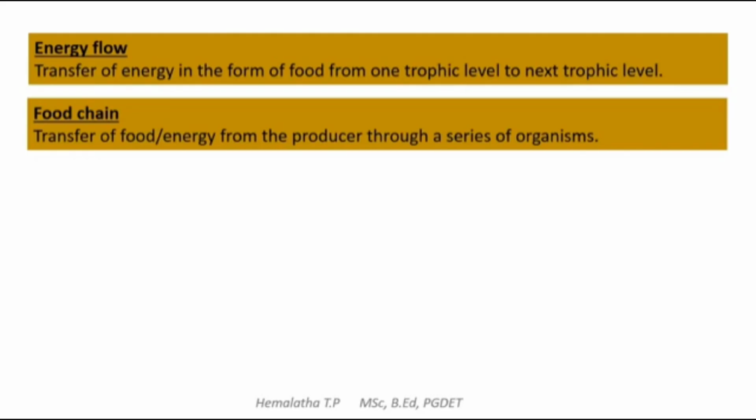And when it is traveling, the food is transferred from one trophic level to the next series of organisms. That connection is called food chain. So what is a food chain? Transfer of food or energy from one producer through a series of organisms.